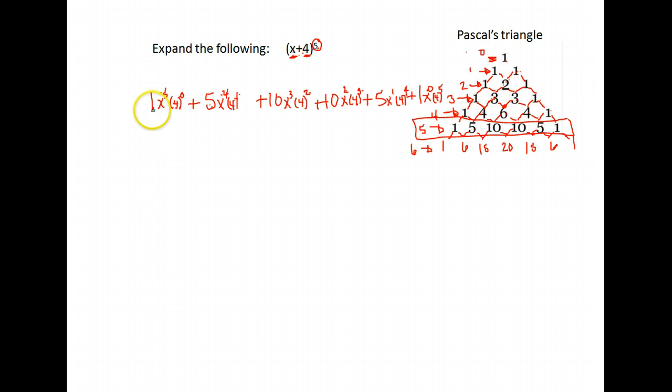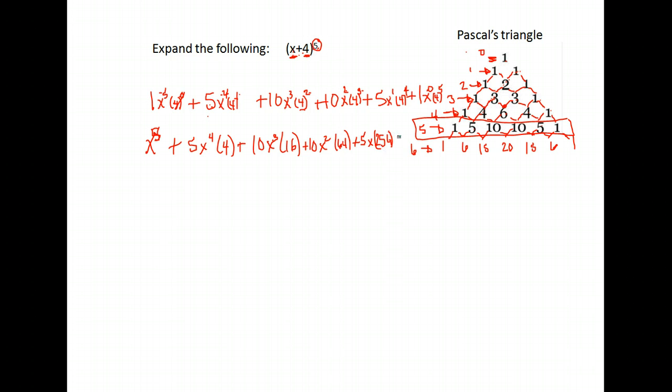Then all we have to do is simplify this. So, 4 to the 0 power is just 1. So we have 1 times x to the fifth, which is just x to the fifth. Plus 5 x to the fourth times 4, plus 10 x to the third times 4 times 4, or 4 squared, which is 16, plus 10 x squared, 4 to the third power is 64, plus 5, x to the first power, 4 to the fourth is 256.